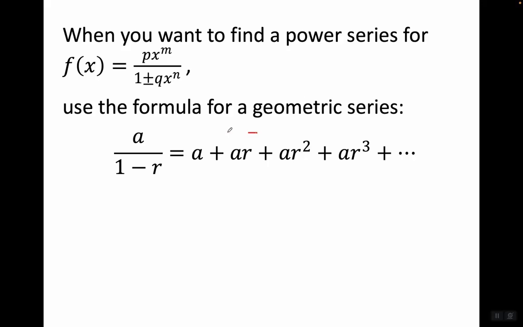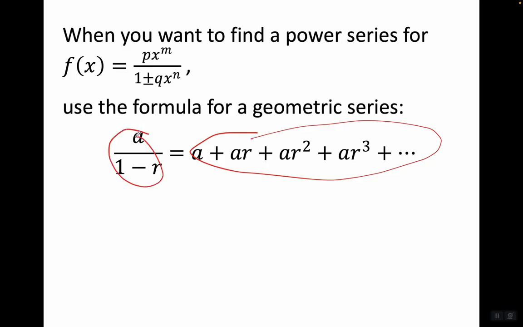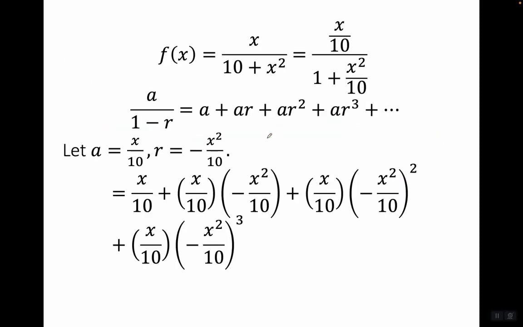Now, in Calculus 2, we started with the right side, and then we ended up with this left side as a way to sum the series. But in differential equations, you're going to begin with this side, and then you're going to use it to generate the series. So in this case, f of x equals x over 10 plus x squared.